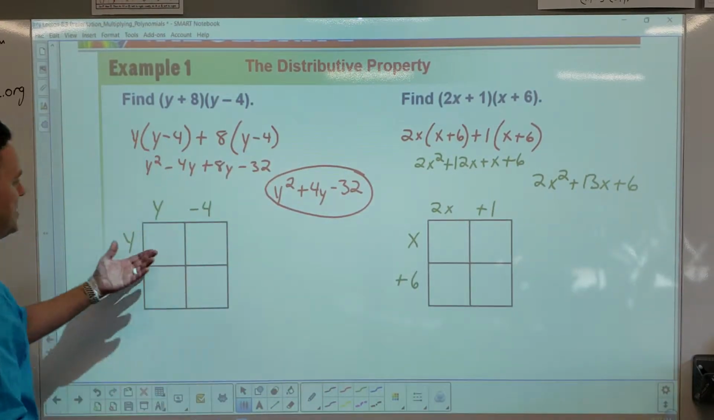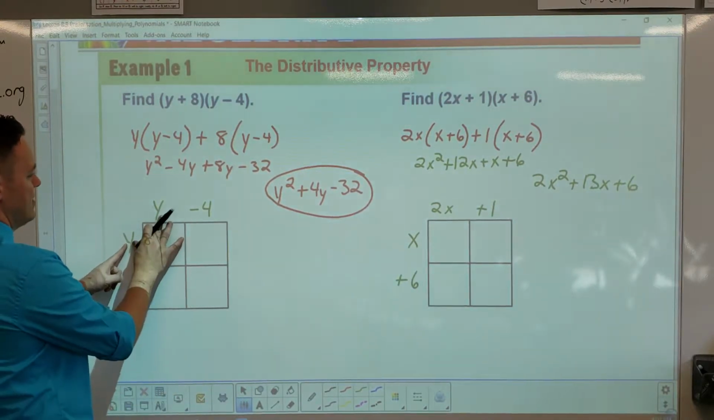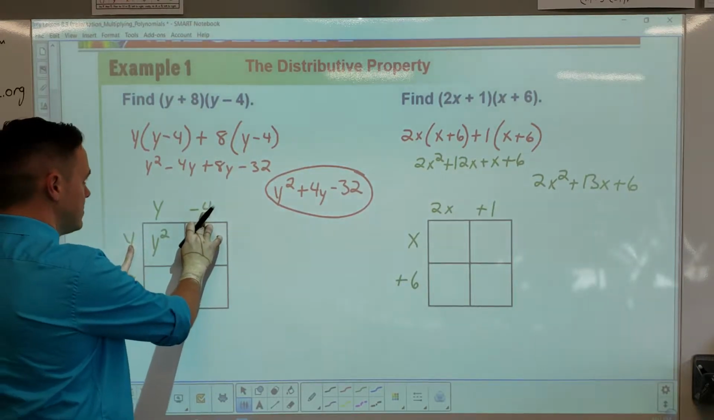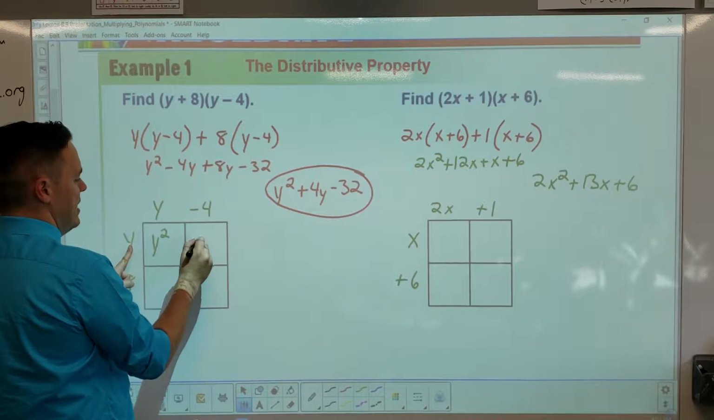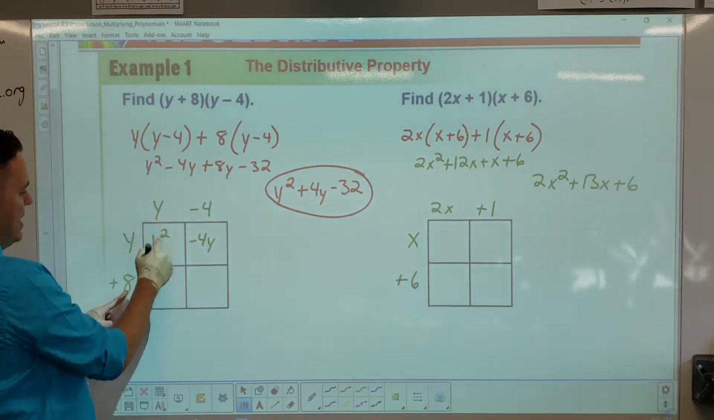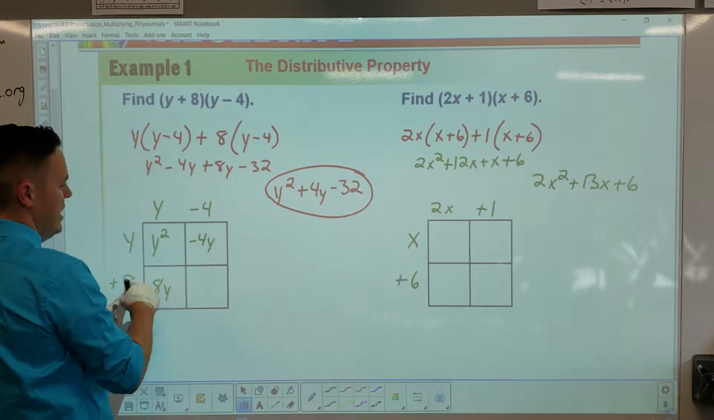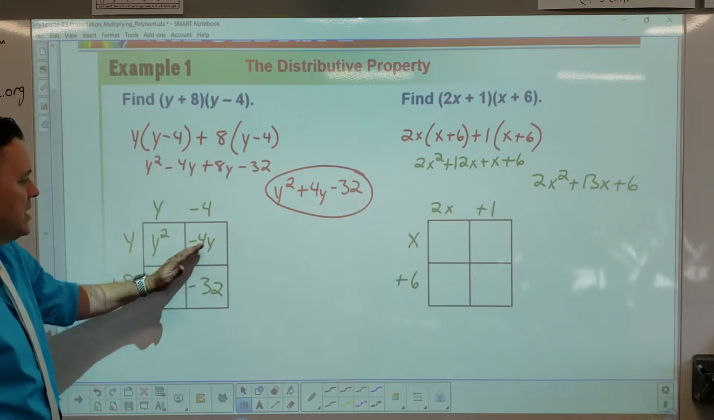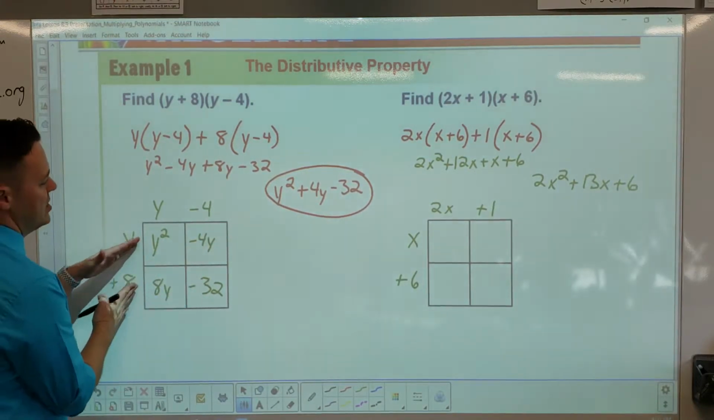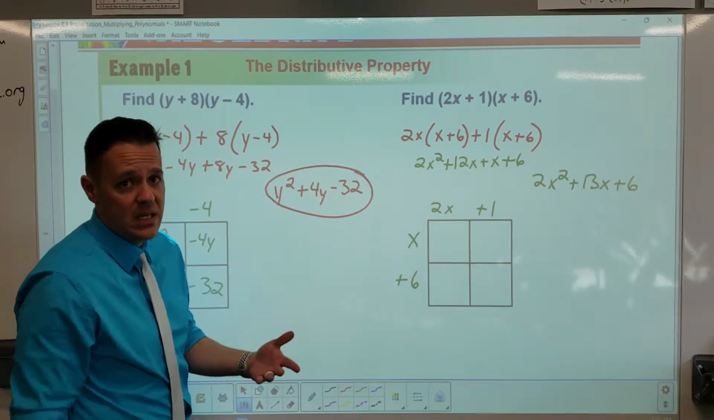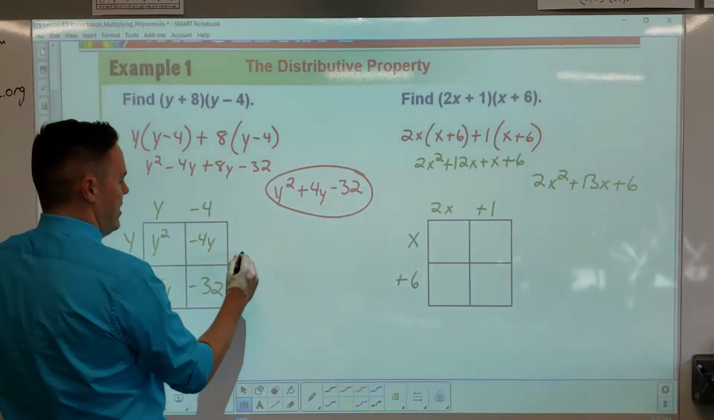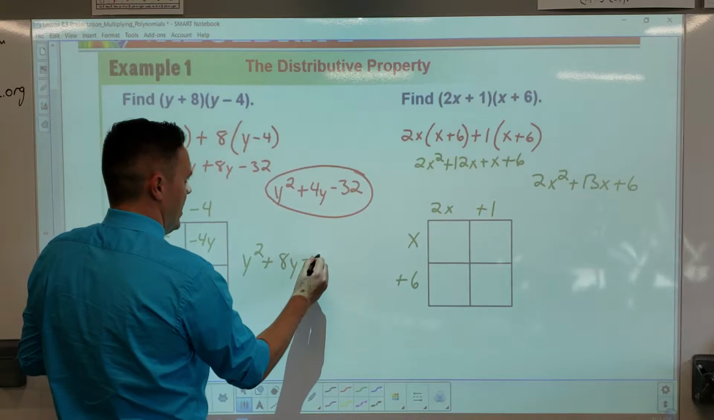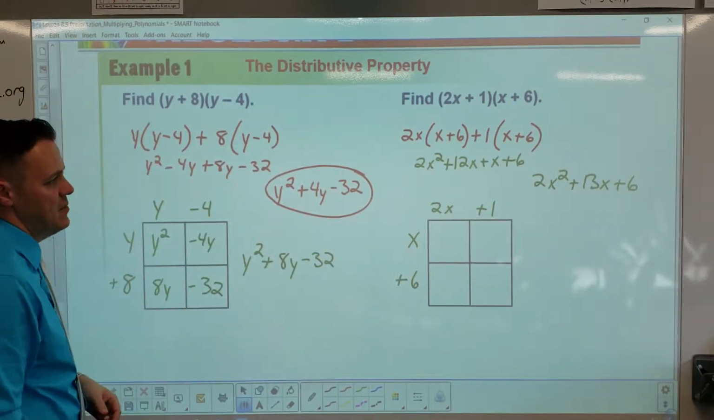And now what you do within these boxes is multiply the terms on the outside. So this would be y squared, and then y times a negative 4 would be negative 4y, and y times 8 would be 8y, and 8 times negative 4 would be negative 32. Then, horizontally speaking, the terms that are going this way are always going to be common terms. So with negative 4y and 8y, you'd end up with y squared plus 4y minus 32. So we ended up with the exact same answer.